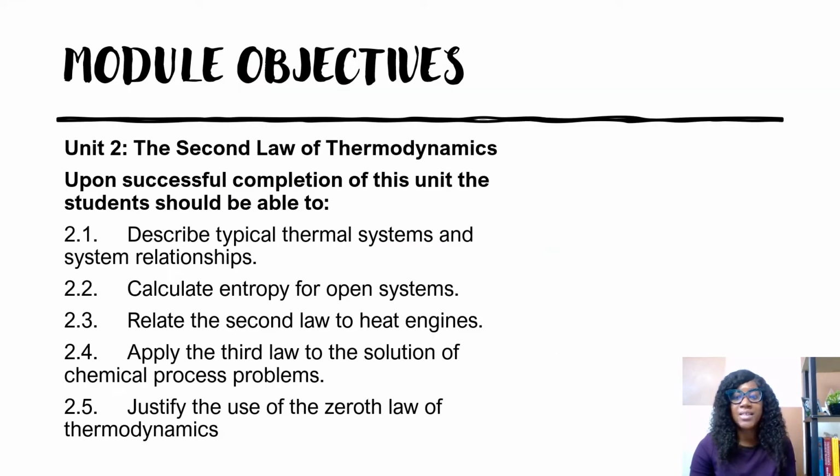Now let's look at what we're going to be expecting to cover in Unit 2. So Unit 2 deals with the second law of thermodynamics. We're going to be able to describe thermal systems and system relationships, calculate the entropy for open systems. We're going to relate the second law to heat engines. We're also going to examine the third law as well as the zeroth law of thermodynamics.